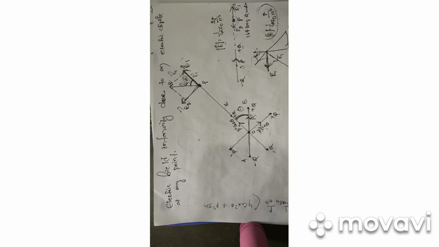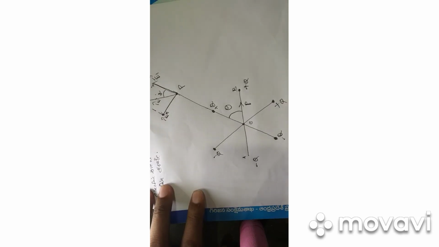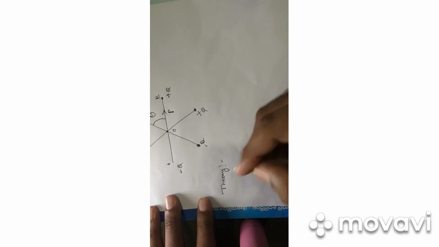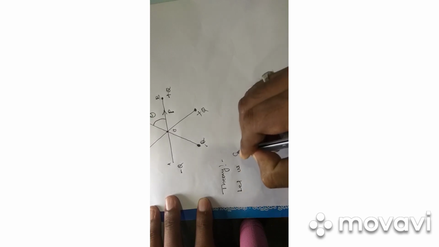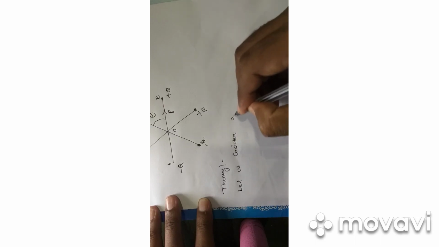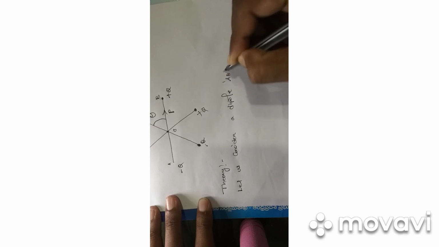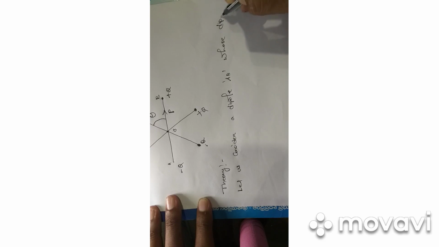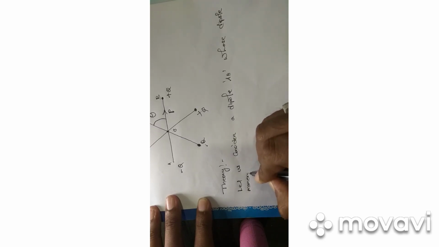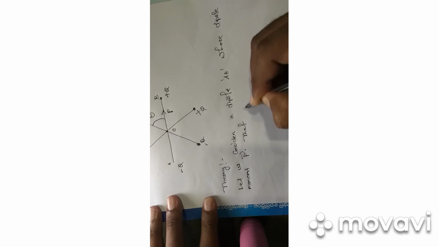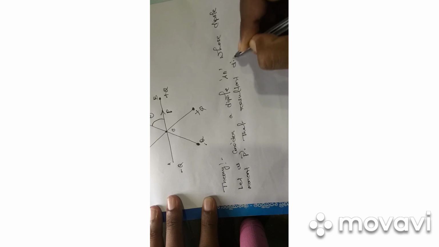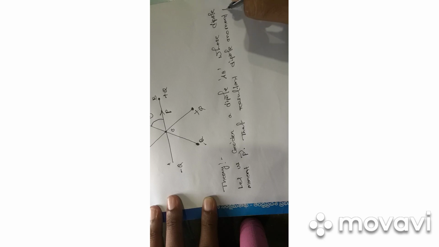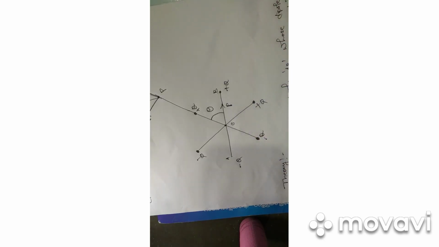Let's start the topic with theory. Here we write: let us consider a dipole AB whose dipole moment is p vector, the resultant dipole moment p vector.